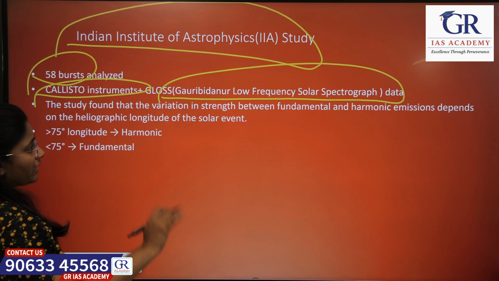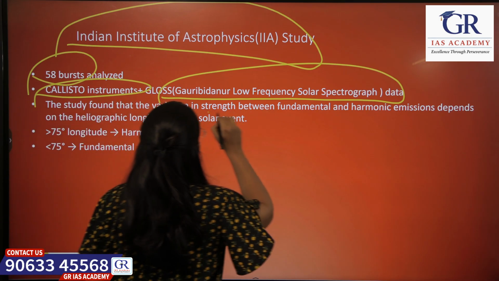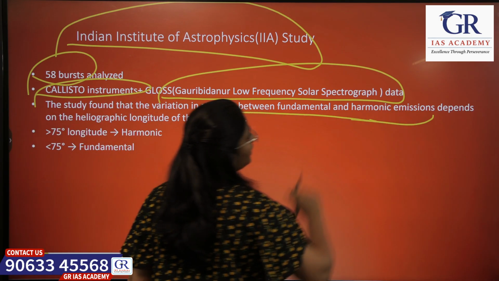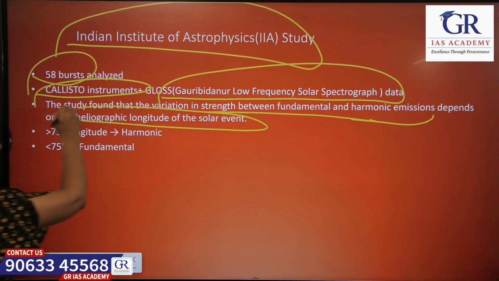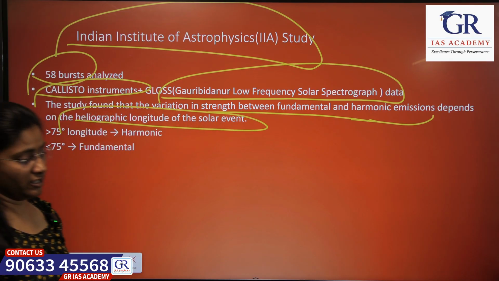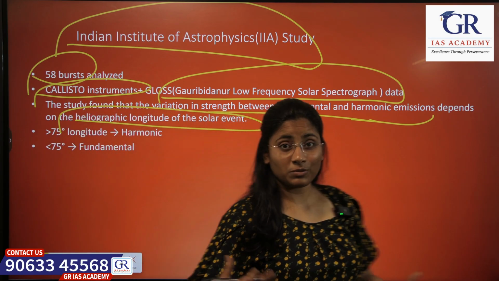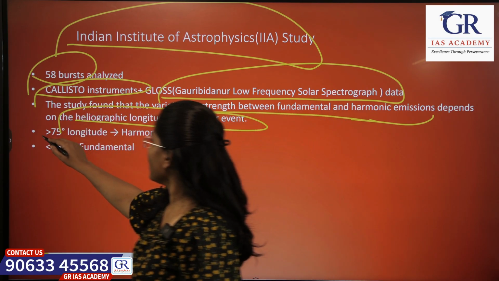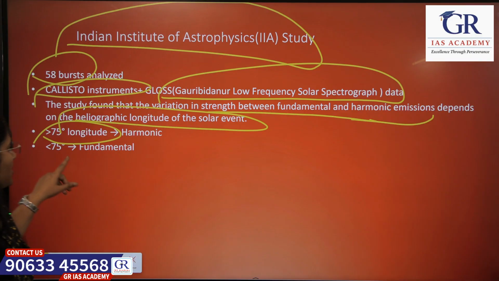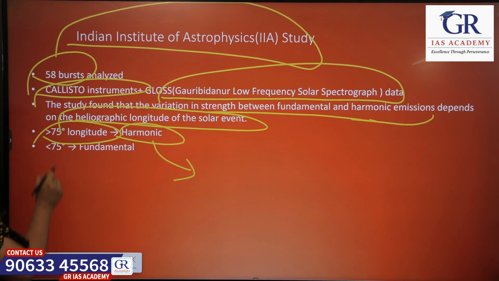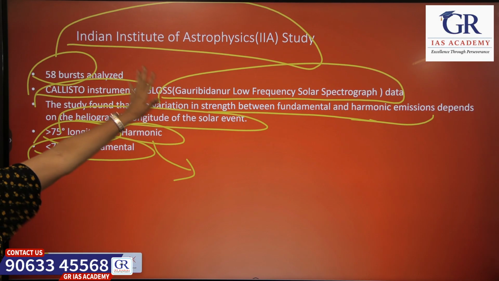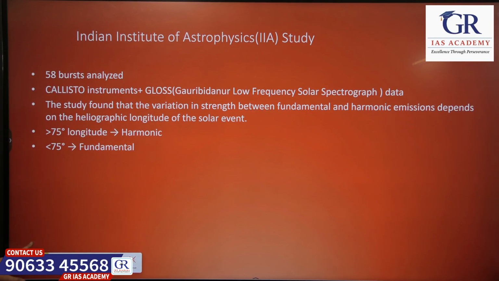They found that the variation between fundamental and harmonic emissions depends on the longitude of the solar event. How many degrees? If the longitude is greater than 75 degrees, we get harmonic frequencies. But when it is less than 75 degrees, we get fundamental frequencies.